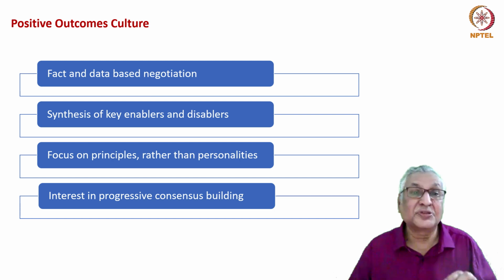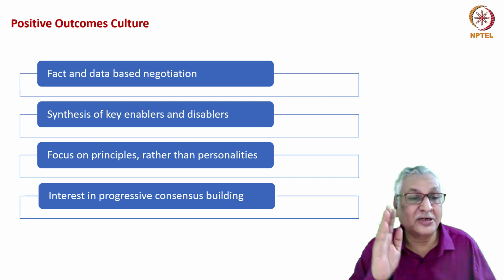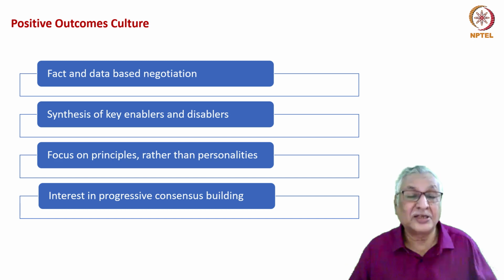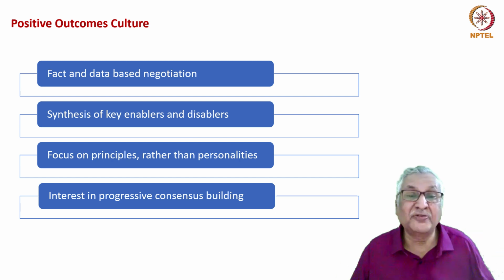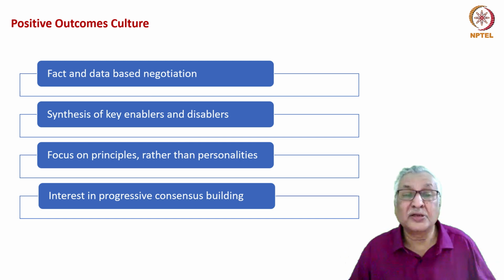This positive outcomes culture is very important for business development processes and the negotiation process because facts and data provide clarity and objectivity. Understanding of key enablers and disablers tells us how to proceed in future. Focus on principles rather than on personalities, as we discussed in the previous lecture, is one of the most important aspects of overcoming distortions in the negotiation process.